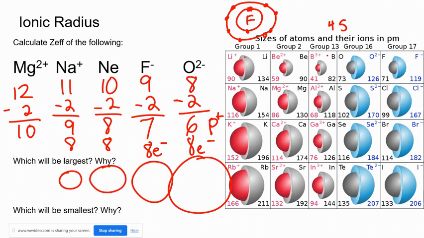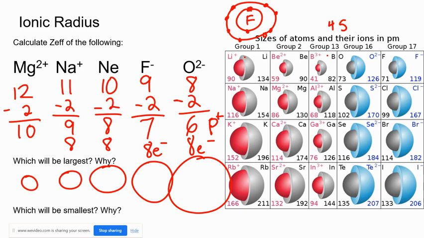Magnesium then is going to have 10 protons, effective nuclear charge of 10, and it's pulling on 8. So it's going to be even smaller. So your magnesium 2+ is going to be the smallest out of all of these. Does that make sense? Why? This is a little harder to wrap your brain around. That's why you've got to kind of internalize this.